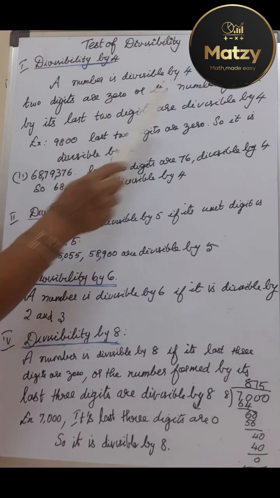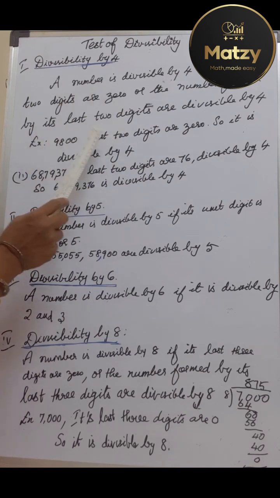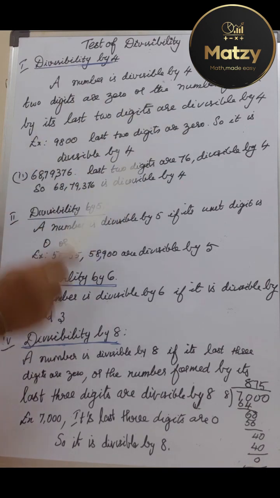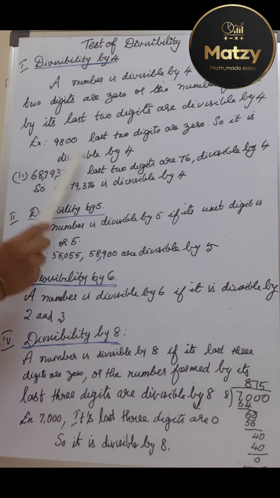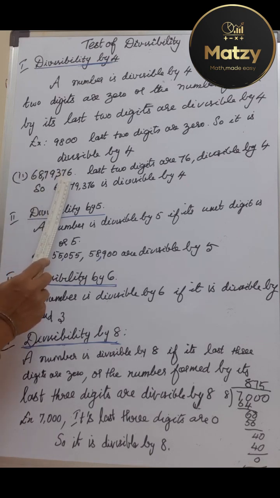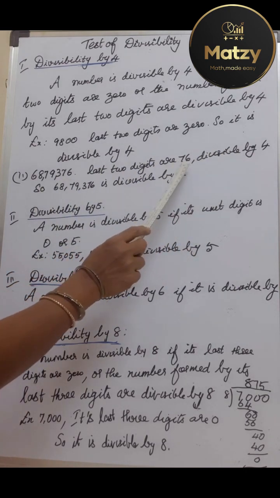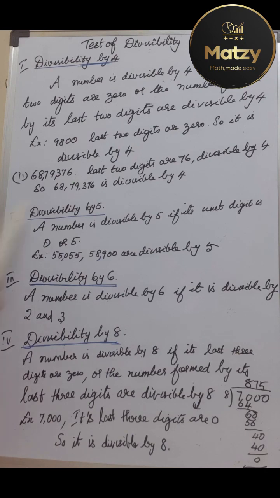Okay, next one. Similarly, if the last two digits are divisible by 4, the full number is divisible by 4. See, I am taking one more example, 68,79,376. Look here, what are the last two digits? 76. It is divisible by 4. 19 times it's going, no? So 76 is divisible by 4. So 68,79,376 is also divisible by 4.